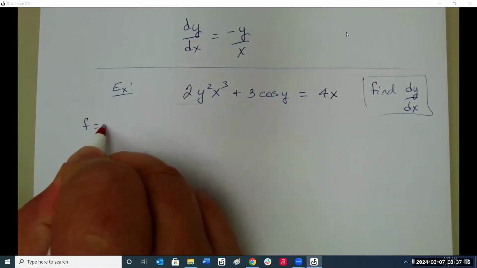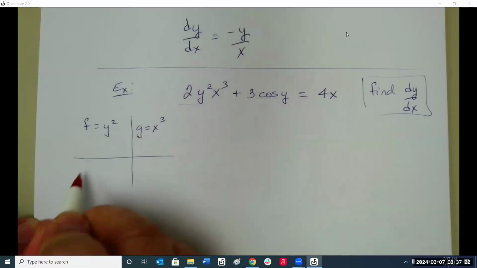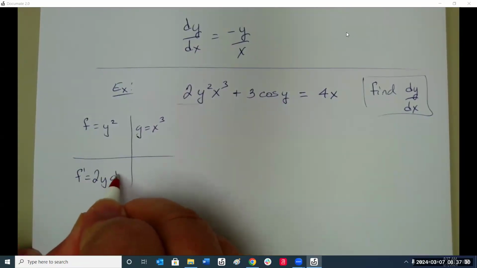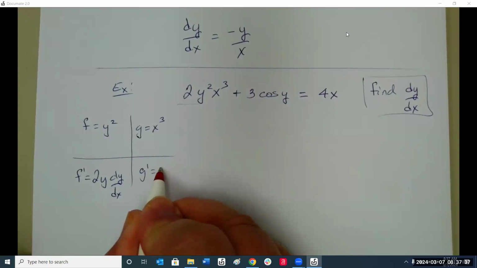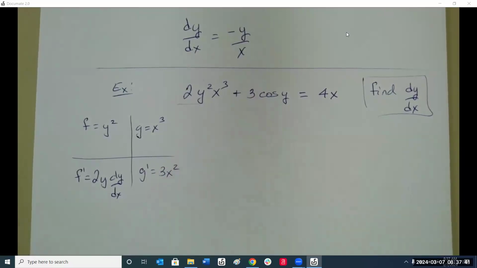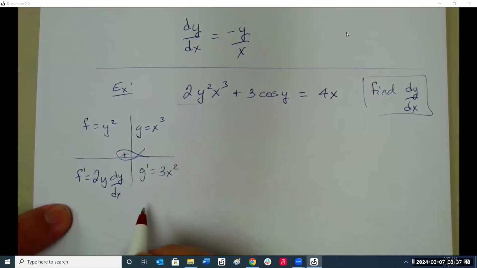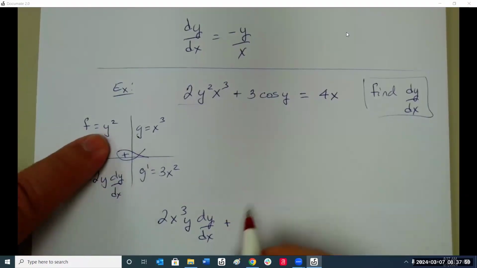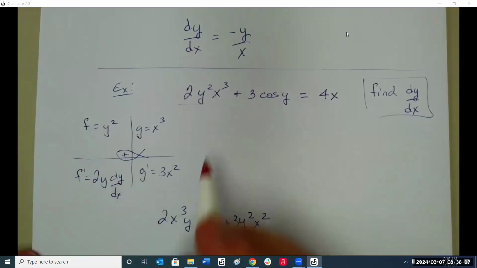So we have f is y squared. G is x cubed. F prime is what? Very good. 2y dy dx. And then the derivative of x cubed. It's a product, so we add. So it's going to be 2x cubed y dy dx plus y squared 3y squared x squared. That's the first part.